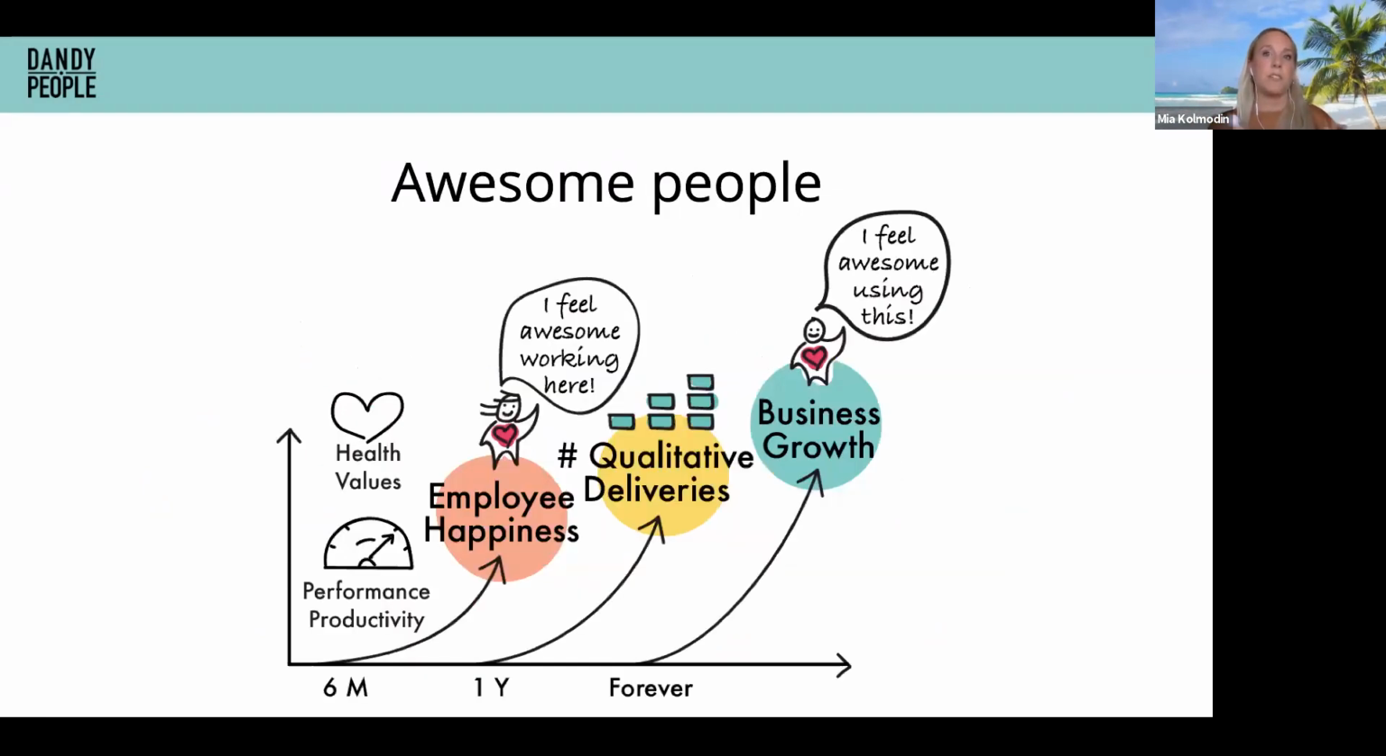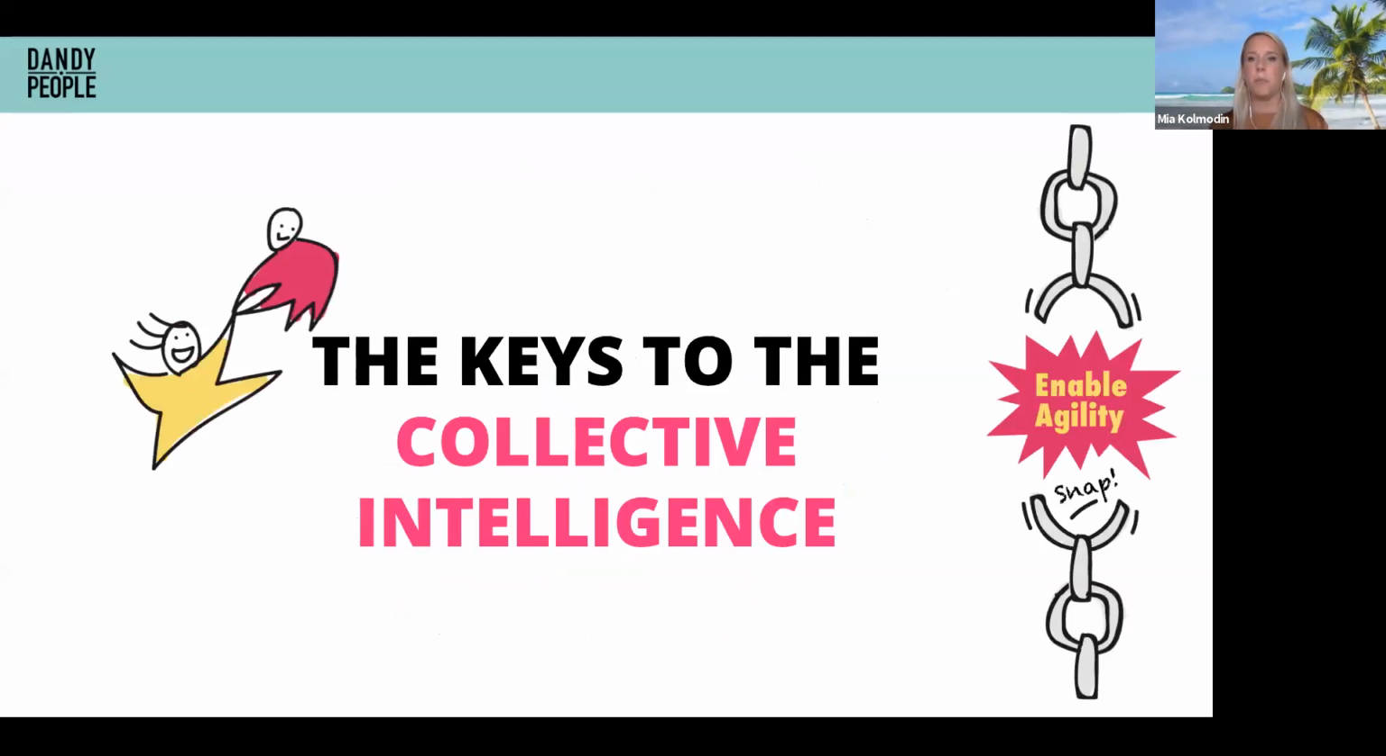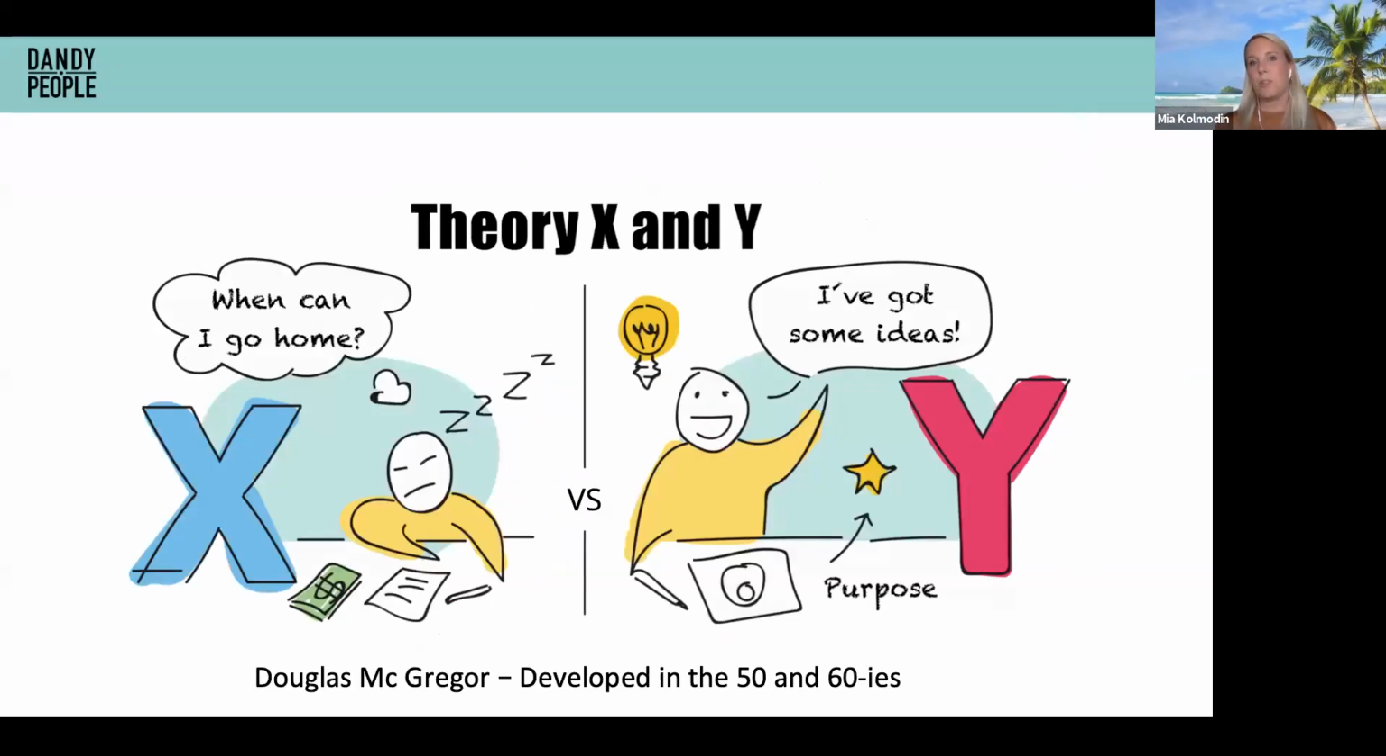So changing and transforming from a traditional organization with maybe just one piece of the organization or pockets working agile might actually increase employee happiness, qualitative deliveries, and business growth. And we're going to look a little bit more into this, how this can actually be done. So some of the keys to this collective intelligence. Where we usually find that we need to start is looking at this theory X and Y, which is something that comes from the 50s, 60s, created by Douglas McGregor. So it's not something new at all.